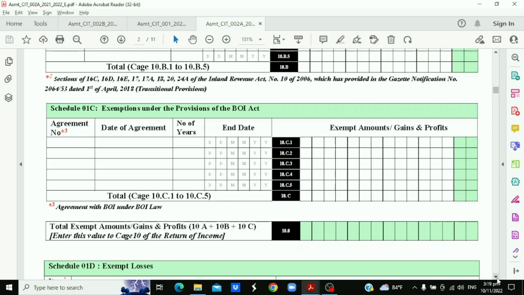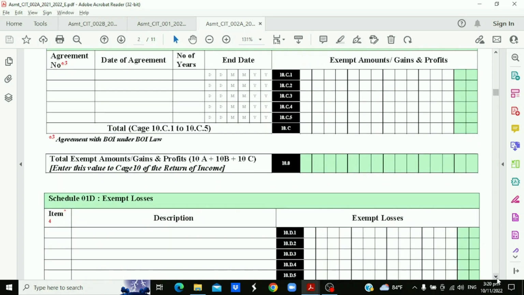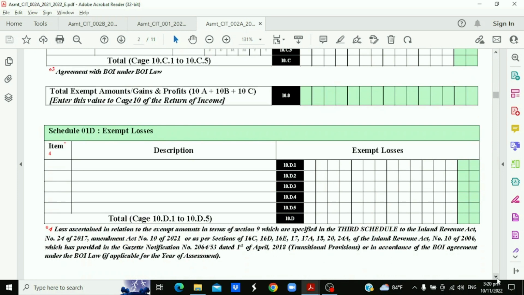Exempt amount and gain and profit, right? Then by taking the total, the subtotal from 1A, subtotal from 1B, subtotal from 1C, altogether we can get the final exempt amount for case number 10.0, right?